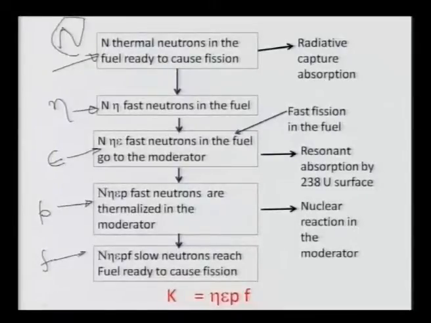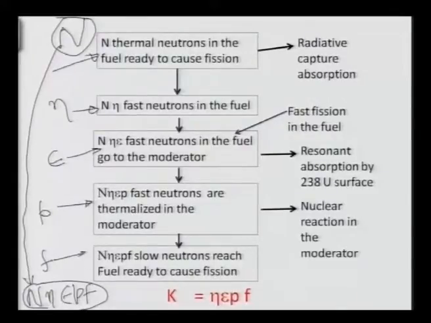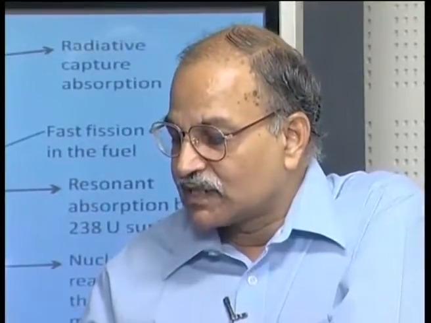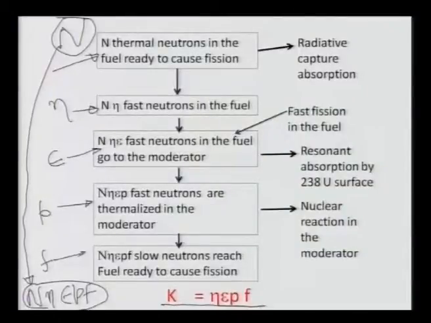So, in one generation if you have these n thermal neutrons, in the next generation you have n eta epsilon P f thermal neutrons. So, from one generation to the next generation, the number of thermal neutrons in the fuel rod is multiplied by eta times epsilon times P times f, which is known as the reproduction factor. But we have missed some points.